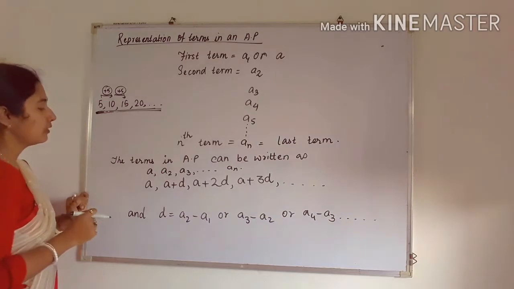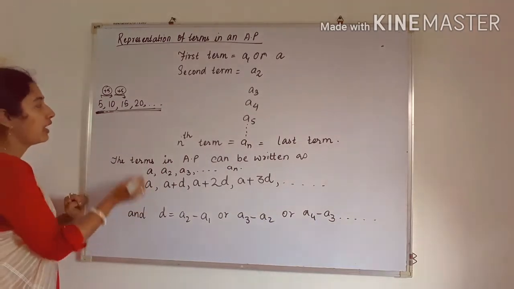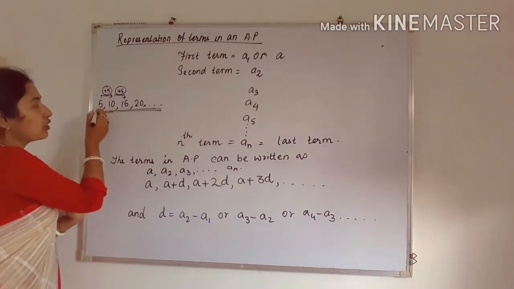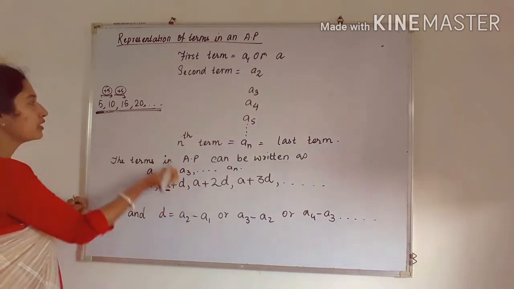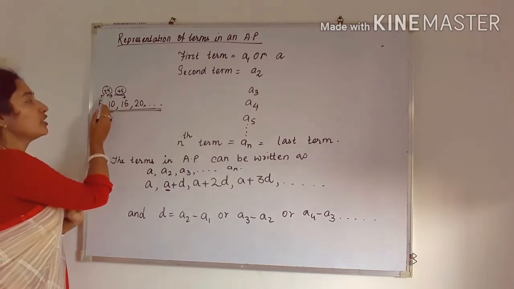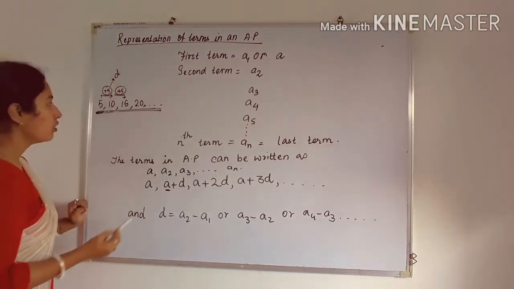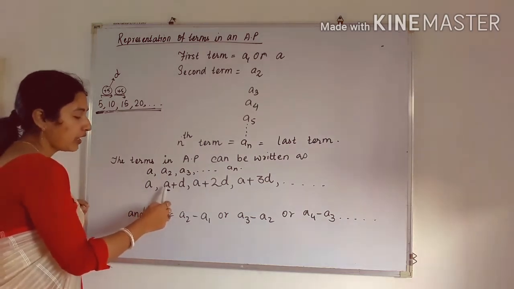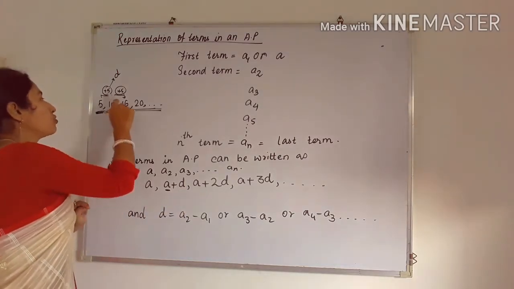So here you can see the first term is 5. Okay, and the second term we are getting by adding 5 to the first term. So this is first term A, and we are adding the common difference, and you know the definition of common difference is the fixed number which we are adding to each term to get the next term. So this is our D. So second term we are getting by adding A and D. So A plus D. Okay, 10 we are getting by adding these two.